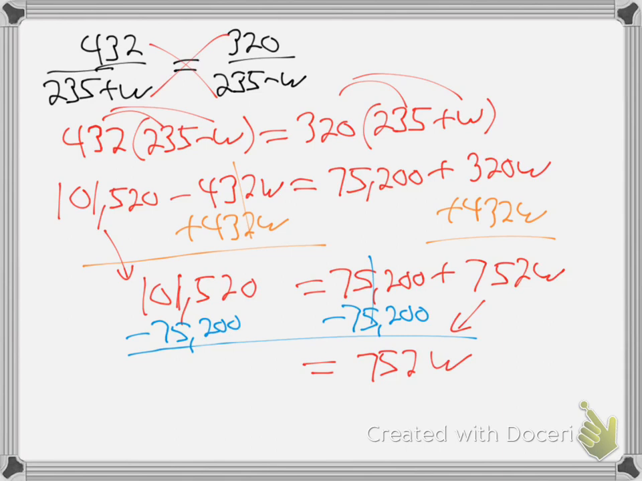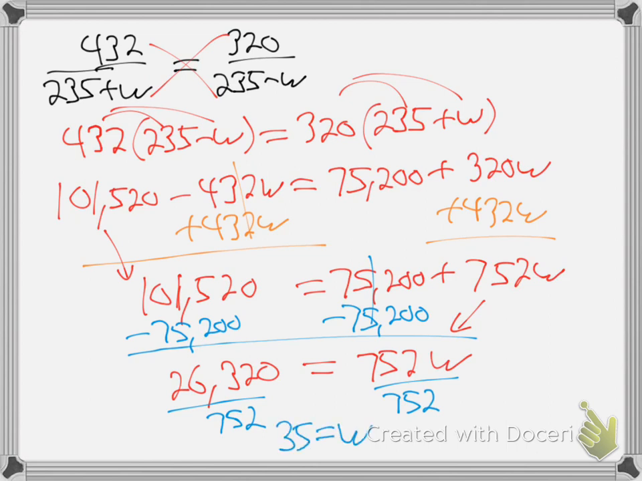I don't know, was it 26,320, I think. And then last step, divide by 752. Definitely going to use my calculator for that. So 26,320 divided by 752, 35. The wind speed is 35 miles an hour. There we go.